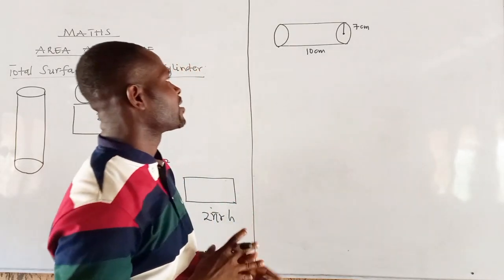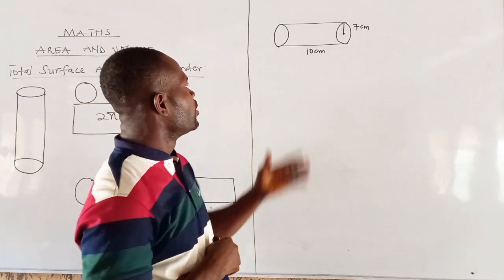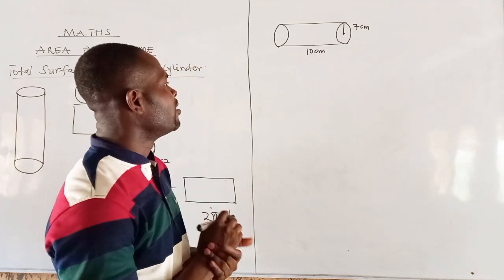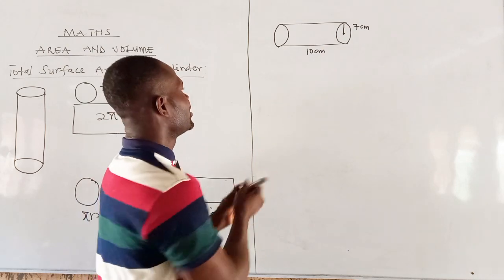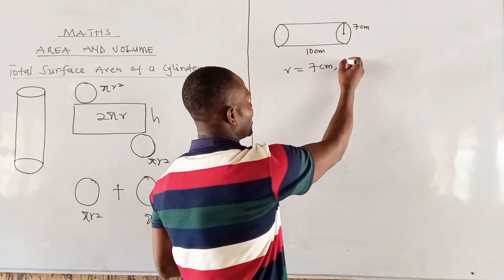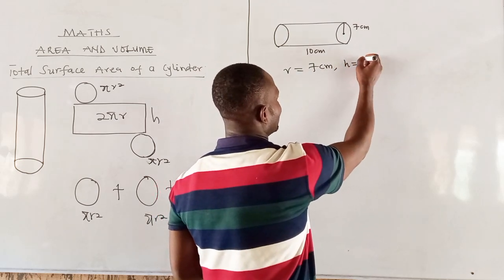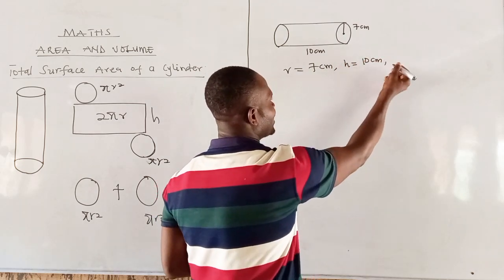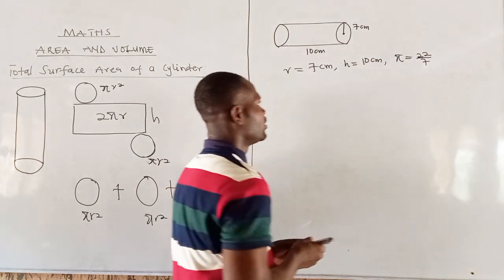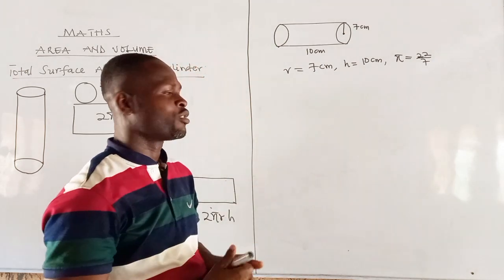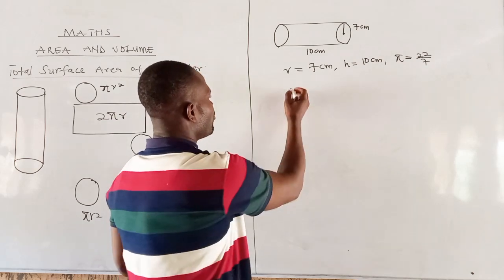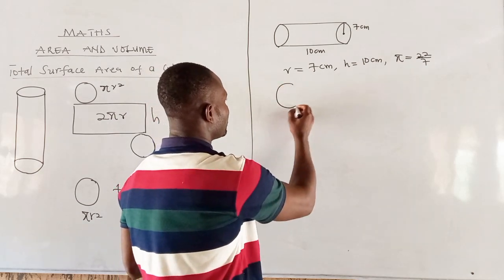So let's take a look at this diagram. We want to find the total surface area and the volume of this cylinder. When you look at this, you realize that our radius is 7 centimeters and the height is 10 centimeters. We are going to take pi to be equal to 22 over 7. We want to find the total surface area. Like I said, to find the total surface area, we have to identify that this is the net of the cylinder.